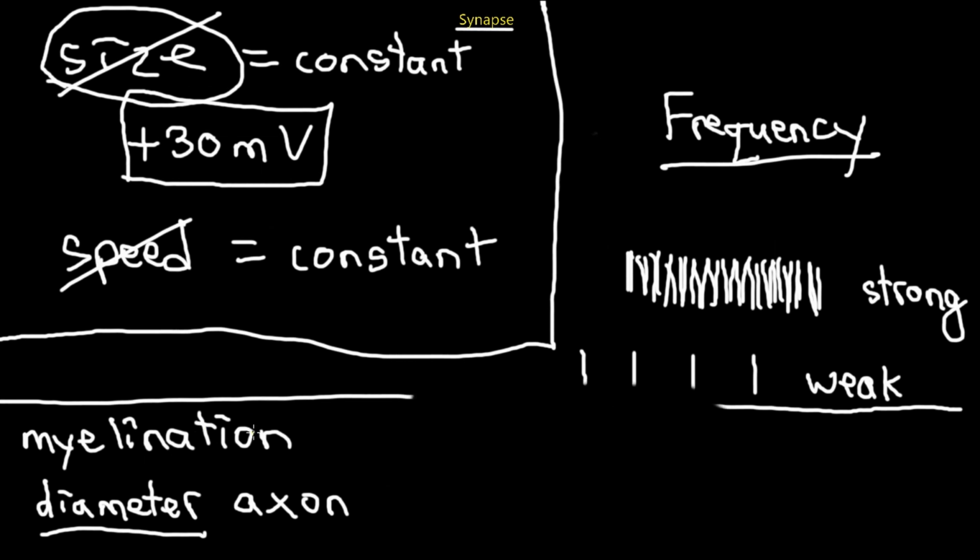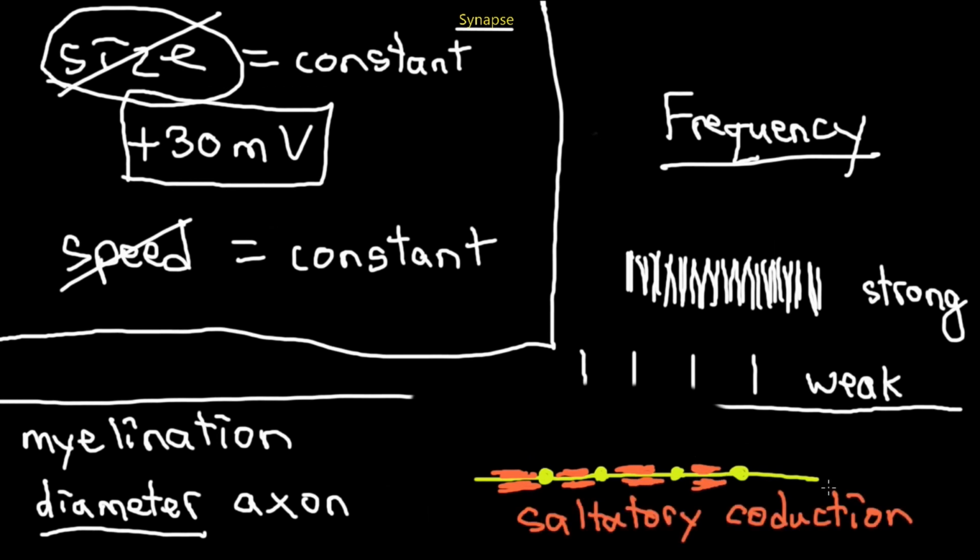Now in terms of myelination, the way that the signal is being conducted, it's going to be going between these nodes of Ranvier, which are the nodes in between these myelinations, and this is going to be called saltatory conduction. In a myelinated axon, saltatory conduction can increase the speed of transmission up to 50 times that in an unmyelinated axon of the same diameter.